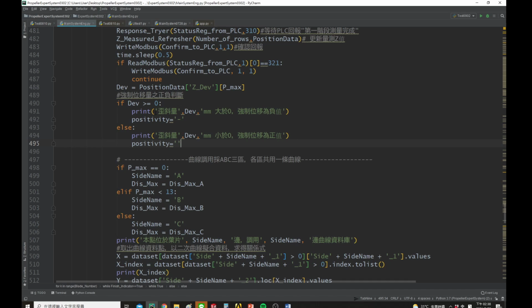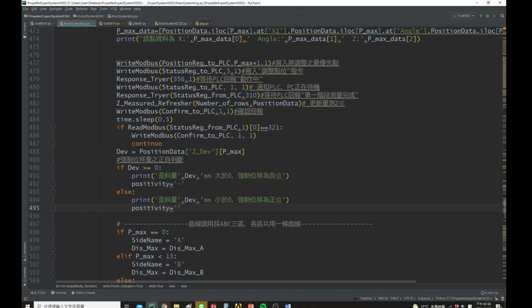So here I print out: the deviation is greater than 0, the displacement direction is negative. Here the deviation is smaller than 0, the displacement is positive. So here we decide the direction of the displacement.